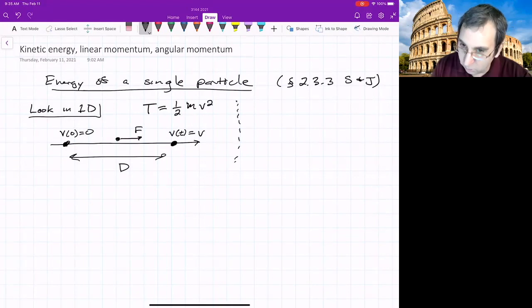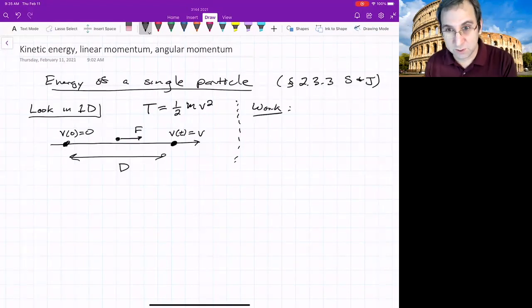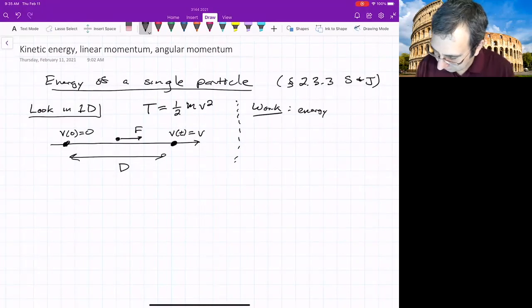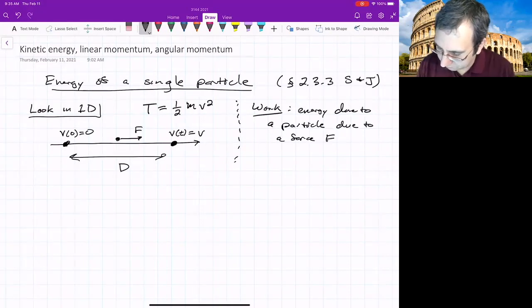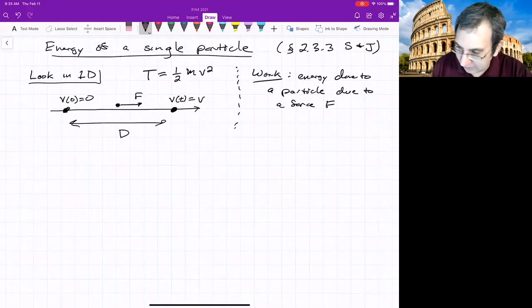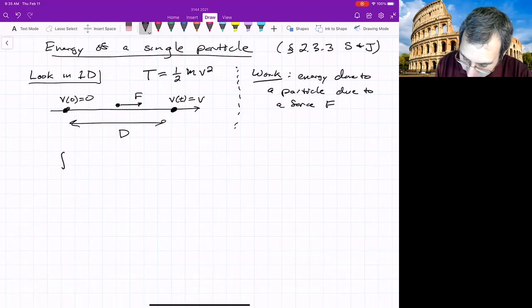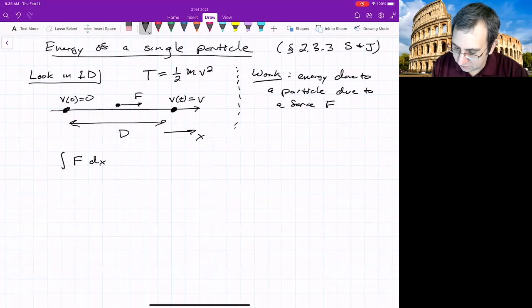We also need a notion of work. What is work? Work is the energy put into a particle due to a force F. So I want you to think of just a general force right now, and we're going to calculate the work done by the force, which becomes an integral. We'll call this dimension x. The work done by the force is the integral of F dx. So it has units of work of force times distance.